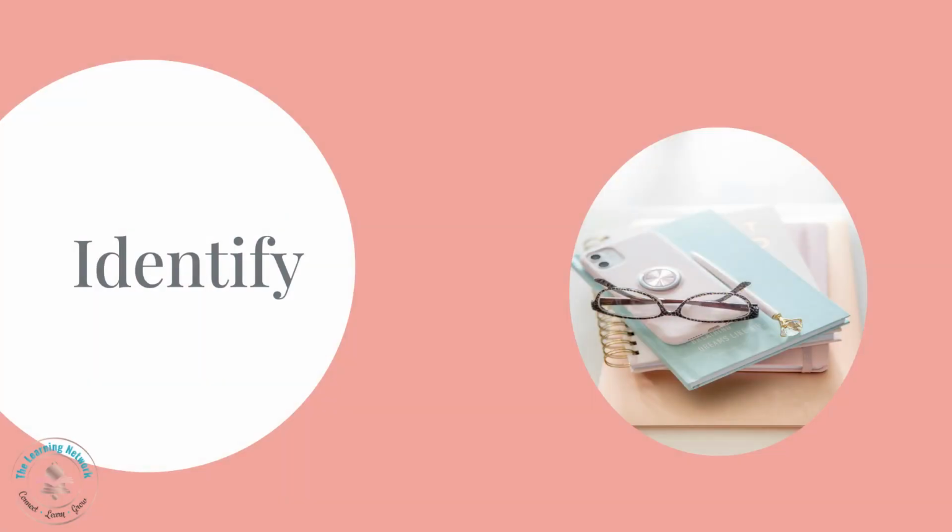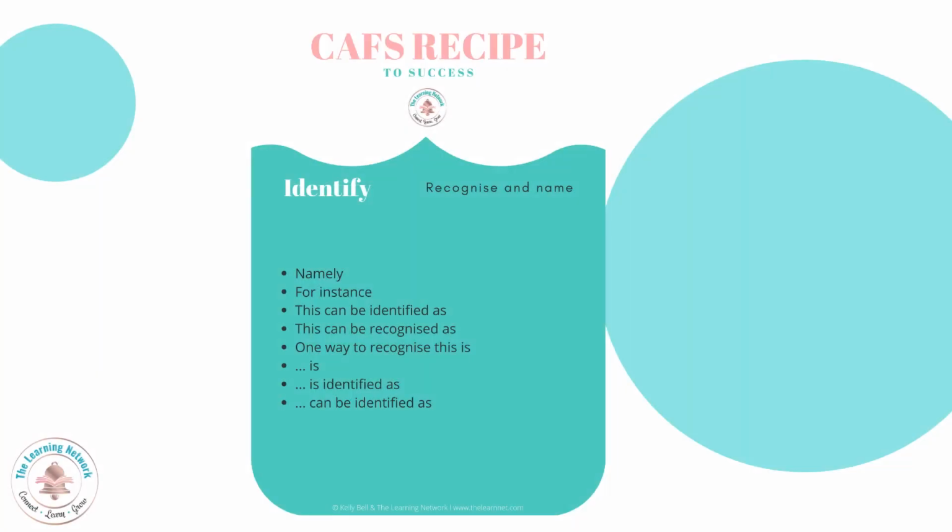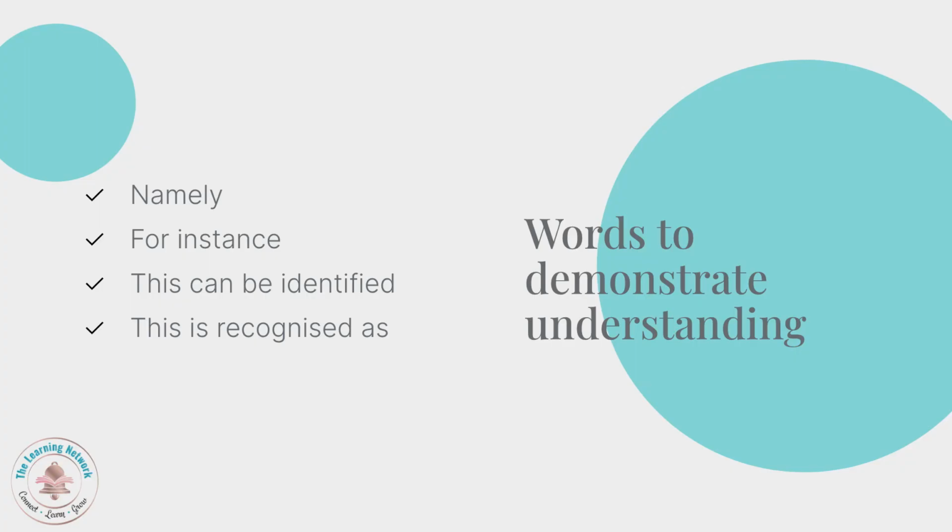So let's dive into identify, which is kind of at the bottom or the lower end of the spectrum in relation to how difficult the glossary of keywords are. Typically, to be able to identify something is to be able to recognise what it is and name it. So students should be able to apply their understanding of this particular word in all assessment and examinations. So using words like namely, for instance, this can be identified as, and so on, to show the marker the students know what each of the words are.